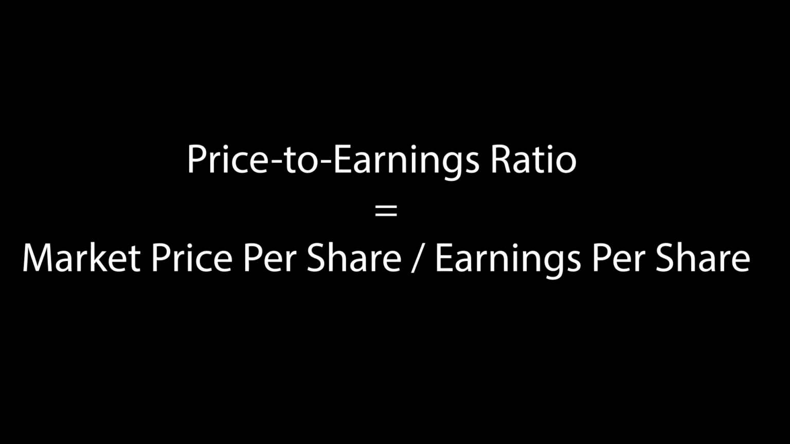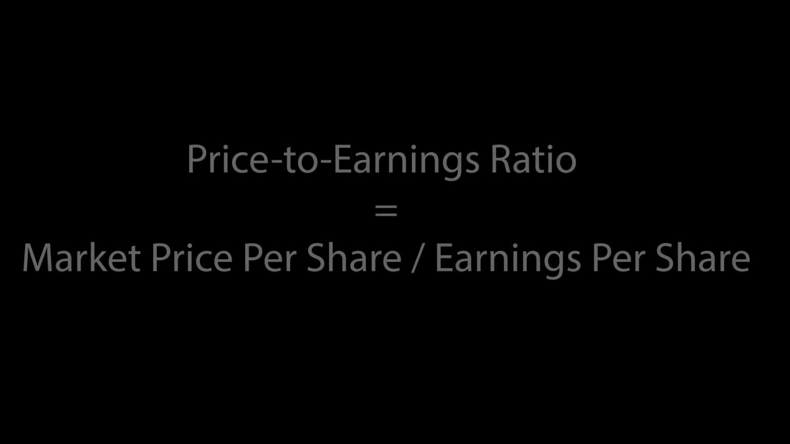These ratios help us determine if a company's stock price is overvalued or undervalued. A common ratio to use is the price to earnings ratio. This takes the market price per share divided by the earnings per share. So a higher ratio might suggest overvaluation, while a lower ratio could indicate an undervalued opportunity.